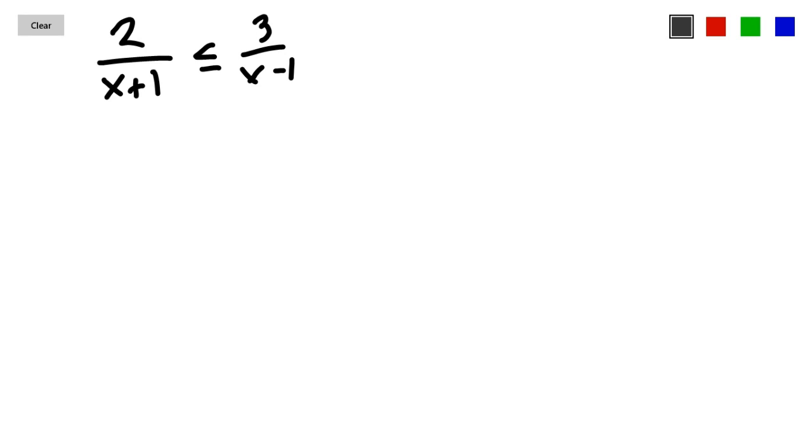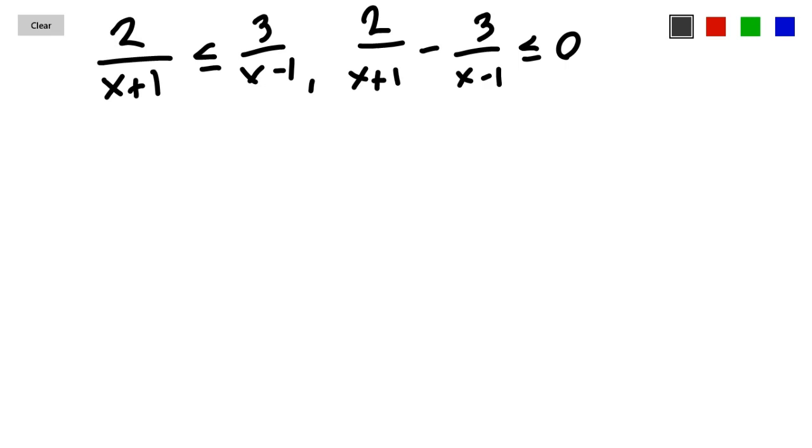So the way I'm going to do that is I'm going to subtract the fraction on the right to move it over to the same side as the fraction on the left. So I have 2 over x plus 1 minus 3 over x minus 1 is less than or equal to 0. And then I'm going to combine these two fractions together using the least common denominator and the cross multiplication.